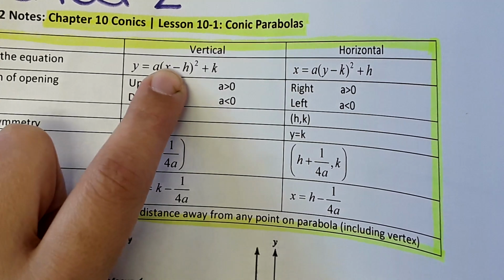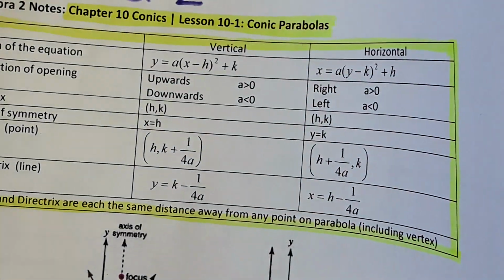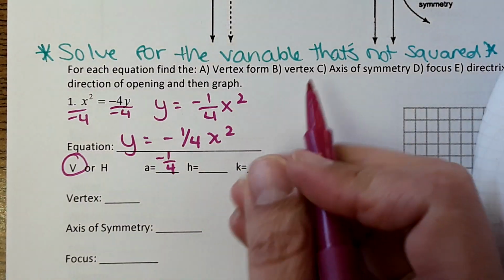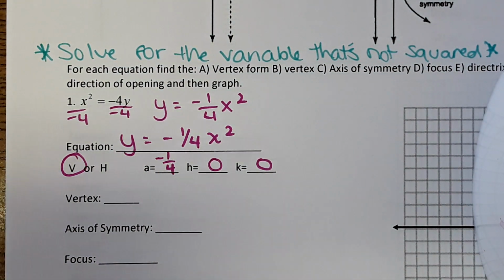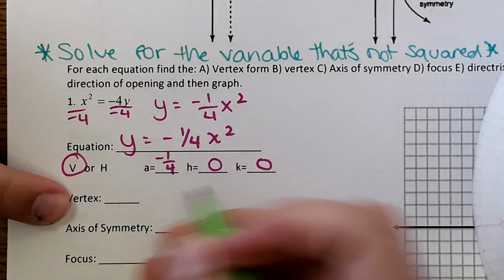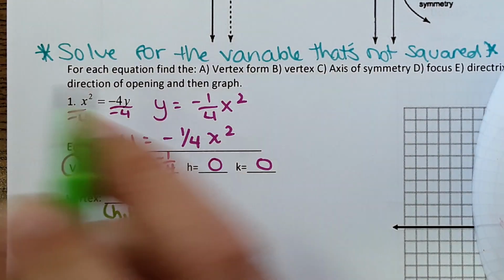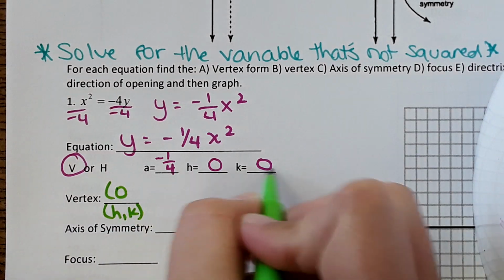And then for h and k, if there's x minus a number, that would be h, or if there's plus a number at the end, that would be k. In this situation, it doesn't have either, so h and k are just 0, 0. I'm going to try to color code as best I can. So as far as the vertex is h, k, which, again, I'm pulling right off the chart. Vertex h, k, so that would just be 0, 0, which are the numbers I put in there.